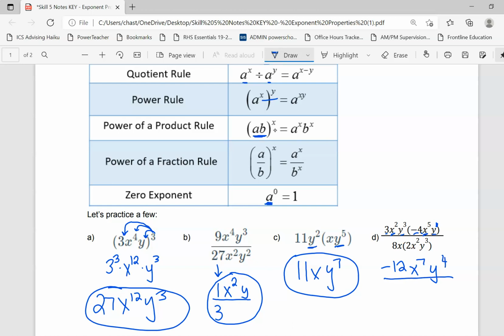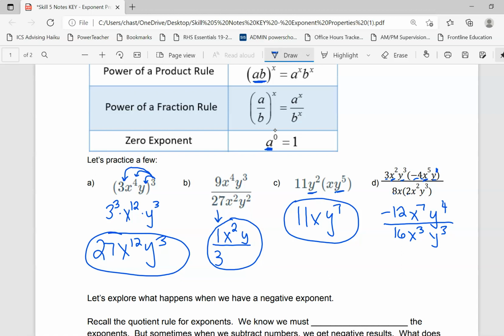In the denominator, I'm going to multiply 8 times 2, which is 16. X times 2x squared is x to the third. And then I don't need to worry about that, y to the third. Looking at this, 12/16, so I could simplify that to negative 3/4. For my x's, I'll have 7 minus 3, which is 4. And for my y's, I'll have y to the first. So here we go.